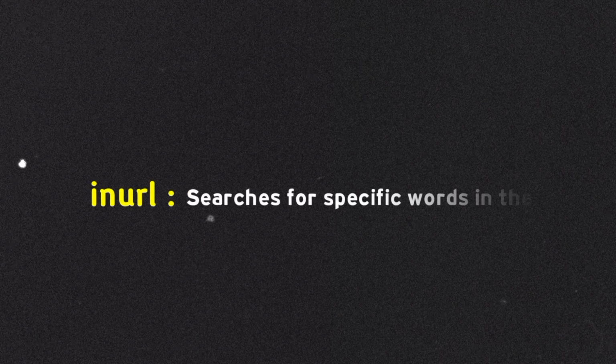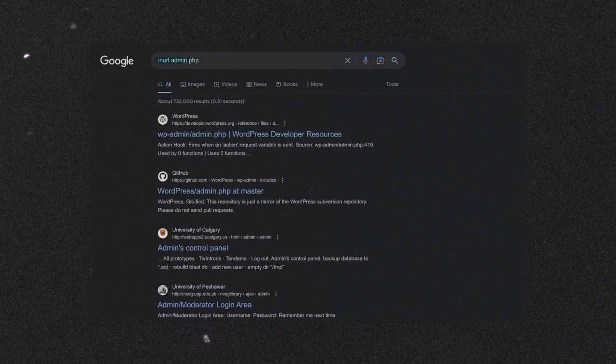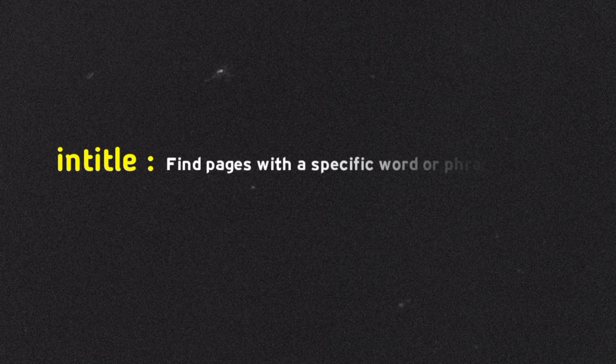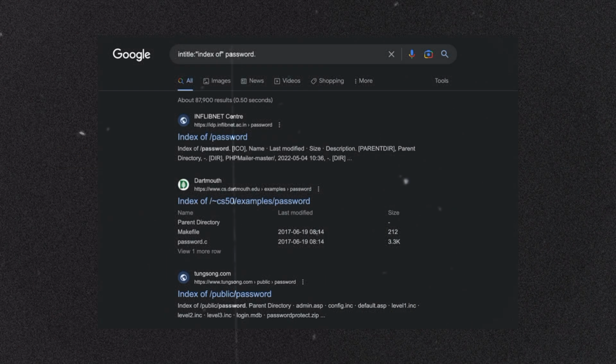inurl searches for specific words in the URL. For instance, inurl:admin can be used to locate login pages. intitle: finds pages with a specific word or phrase in the title. Example: intitle:"index of" will return pages with "index of" in their title, often indicating directory listings.